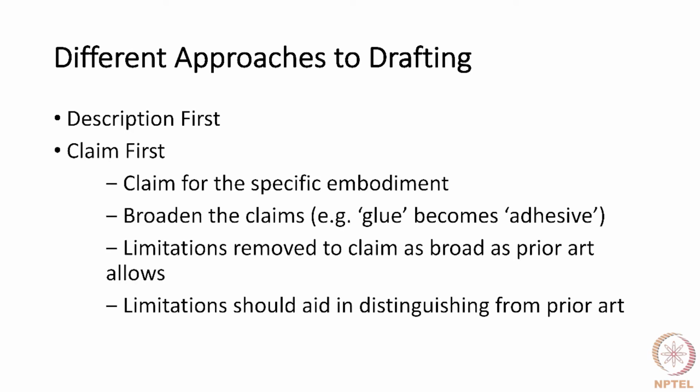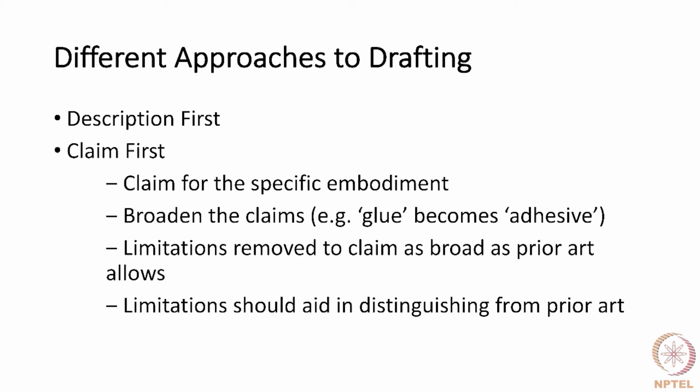Now the advantage of drafting the claim first is that otherwise the claim would be for a specific embodiment. So if you draft the claim first, then you could broaden the claim. For instance, if there is mention of glue in the invention, you could broaden it to different types of glues. You can use a broader word like adhesive, and the limitations removed, to make the claim as broad as the prior art allows.